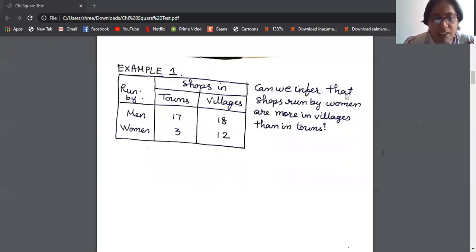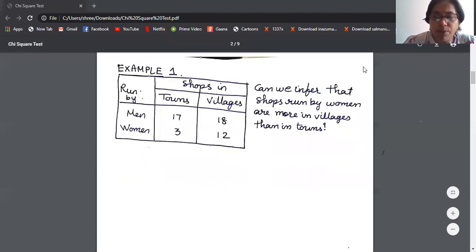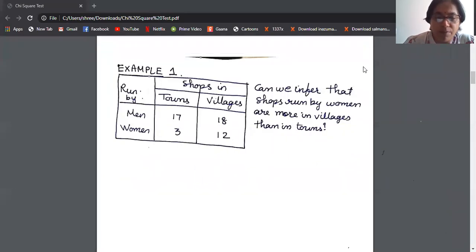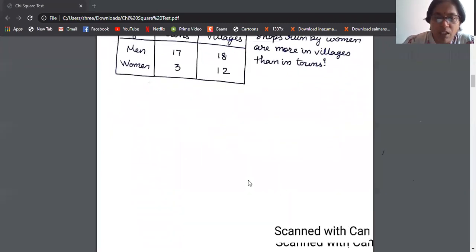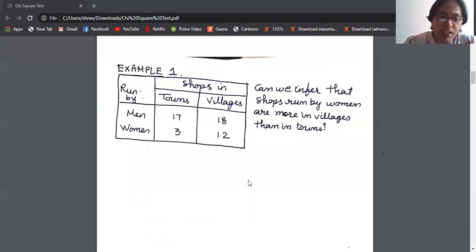So this data that we have got is called the observed frequencies. 17, 3, 18, 12 are the observed frequencies. This is what we have got by observation, or by survey method, or the data collection method. Okay. Now we'll see how we can use chi-square here.